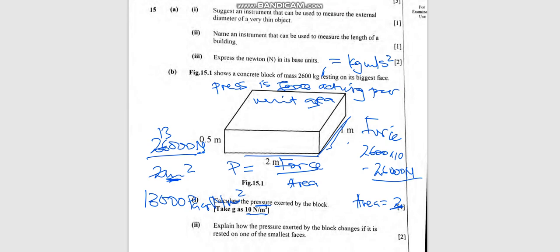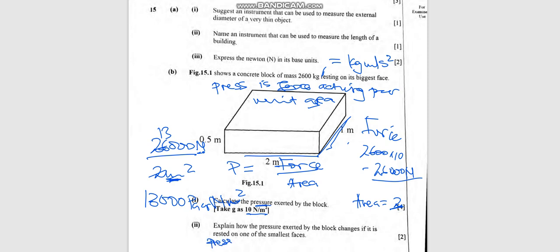The last question that we're having says, explain how the pressure exerted by the block changes if it is rested on one of the smallest faces. The reason is very simple. It's because the pressure increases. And why does it increase? Because pressure is inversely proportional to the area.